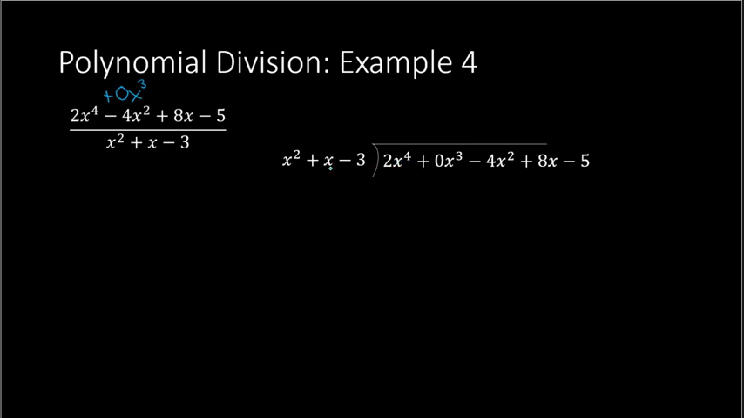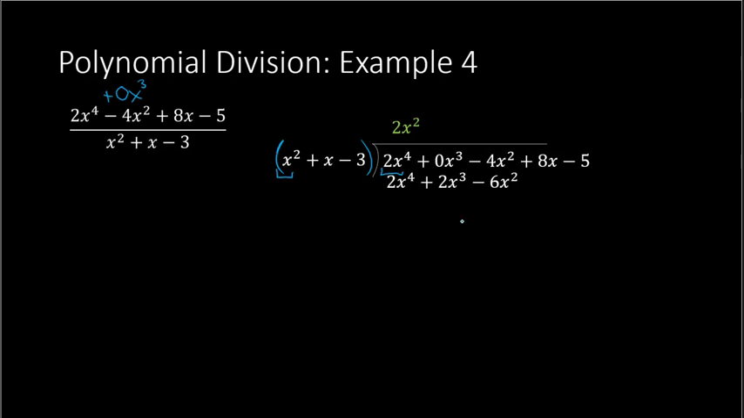All right, so to begin, we want to see what value would multiply with x squared to get this first term of 2x to the 4th power. So what times x squared gives you 2x to the 4th power? That would be 2x squared. All right, and then once you have that, you multiply this 2x squared times this entire quantity of x squared plus x minus 3. So 2x squared times x squared would be 2x to the 4th power. 2x squared times x is 2x cubed, and 2x squared times negative 3 would be negative 6x squared. So that would be right here.